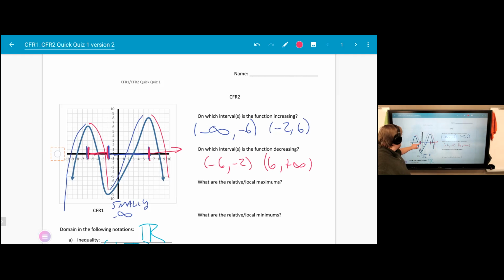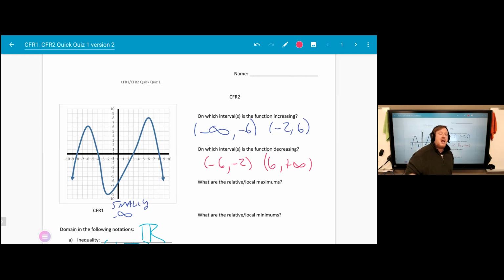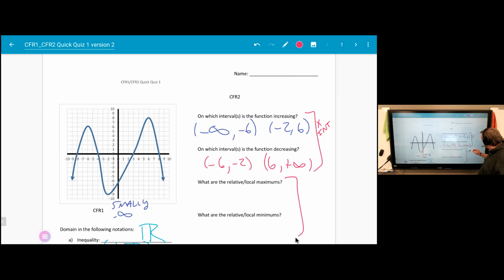Now, let's get rid of that stuff and take a look at our next thing. It says, what are the relative or local maximums? Notice how this doesn't say interval. This is a coordinate point. So those other ones we were doing in interval notation up here, so these are X intervals. Here, these two are going to be coordinate points.